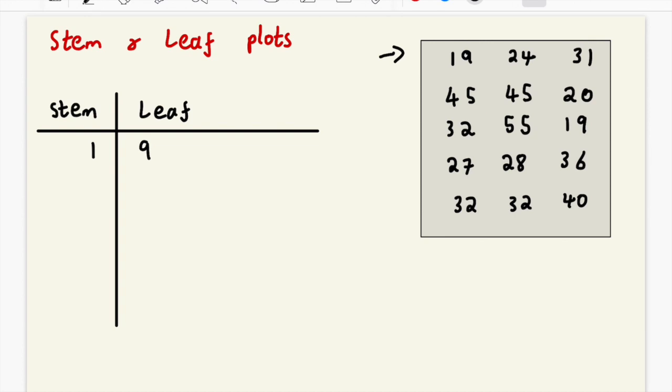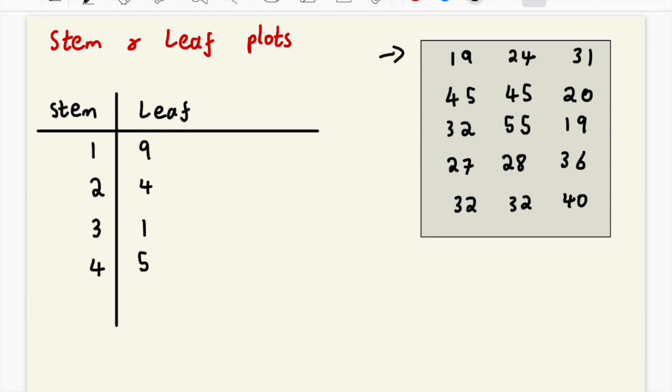So the next number we have is 24. So that is in the 20s bracket. So we'll have 2 on the left-hand side, on the stem side for our 20s, and then we have a 4 on the right-hand side. Next we have 31, which is in the 30s. So we'll have 3 on the stem side and 1 on the leaf side. Then we have 45, so we'll have 4 on the stem side and 5 on the leaf side.